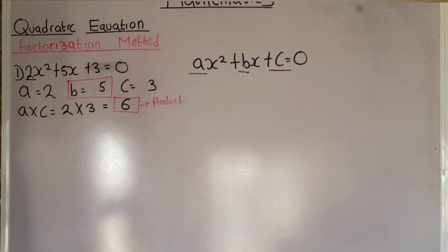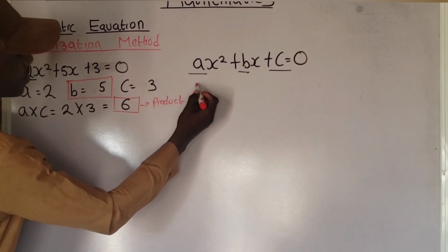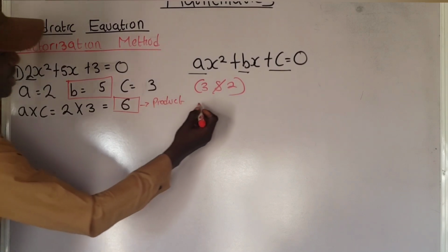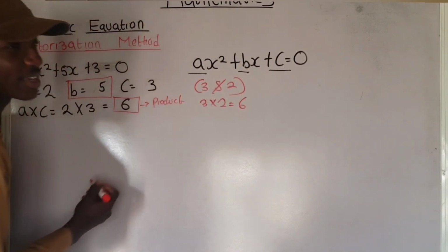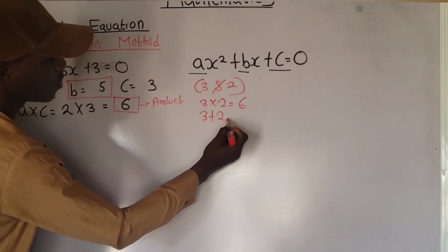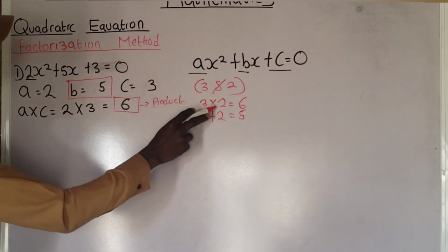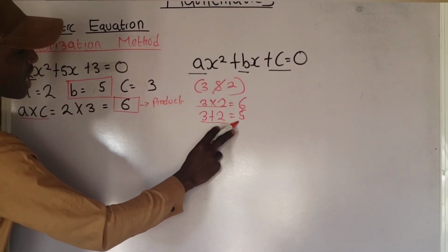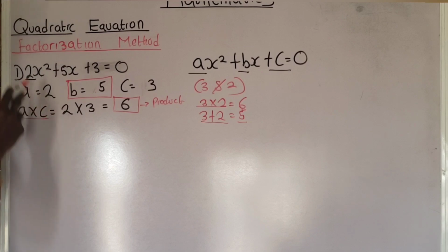So when you think of these two numbers, they must give you 6, and when you add them together, you must get 5. What are those two numbers? Those two numbers are 3 and 2. Let me write it somewhere: 3 and 2. Now, 3 multiplied by 2 equals 6, and 3 plus 2 equals 5. So when I take the product of these two numbers, I got 6, which equals the product of A and C. And when I add them together, I got 5, which equals the second term in this quadratic equation.